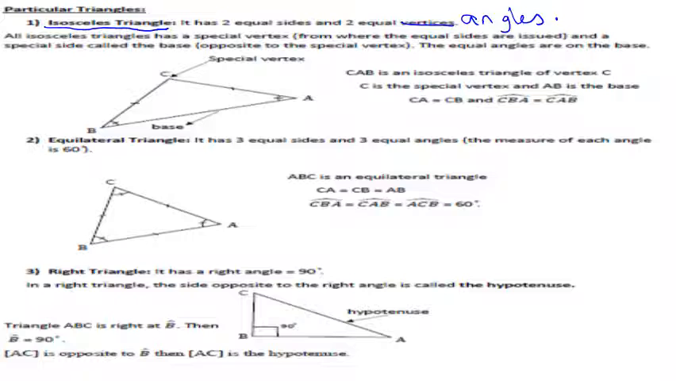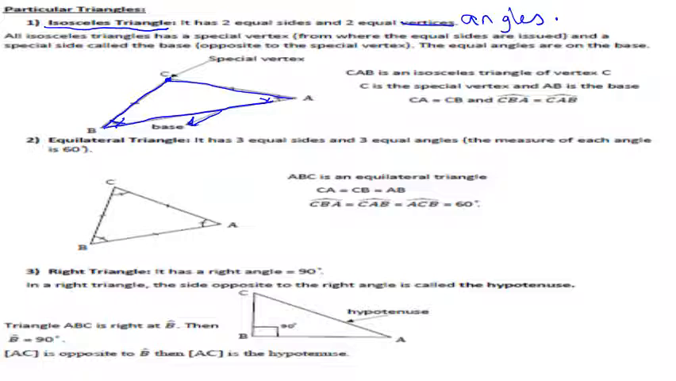Suppose triangle CAB is an isosceles triangle of vertex C. We will have CA equal to CB. Angle B will be equal to angle A. The side opposite to the special vertex, we call it the base of the triangle. So all isosceles triangles have a special vertex from where the equal sides are issued, and a special side called the base, which is opposite to the special vertex. The equal angles in the isosceles triangle are the base angles.